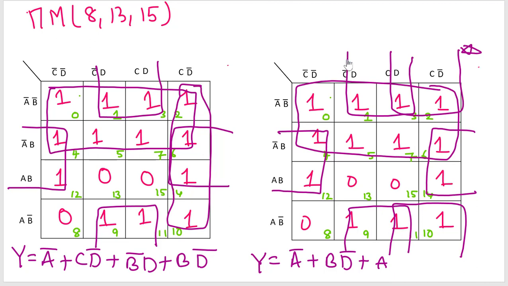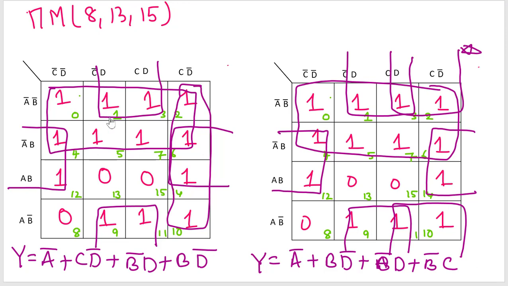A B bar and A bar B bar. That means B bar times D, and for this quad B bar times C.